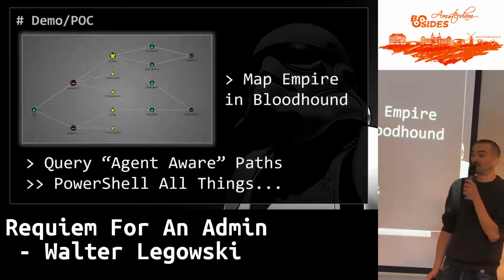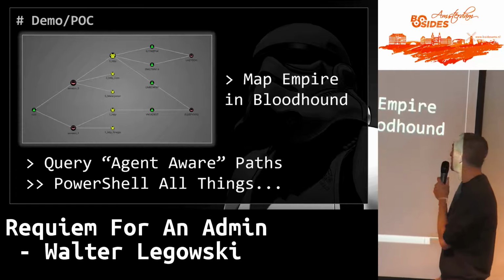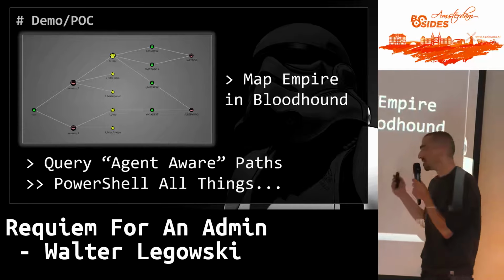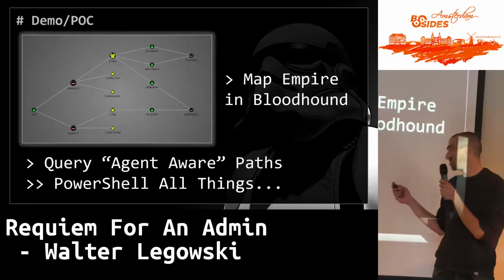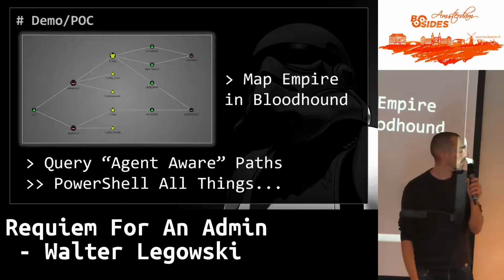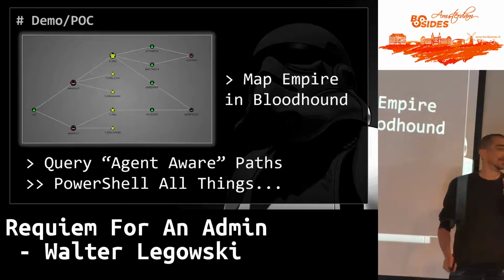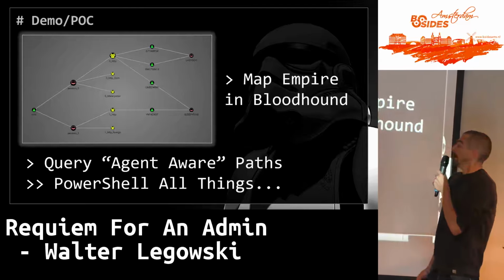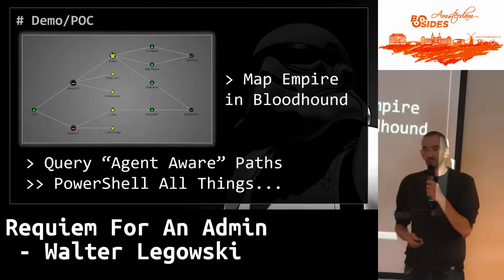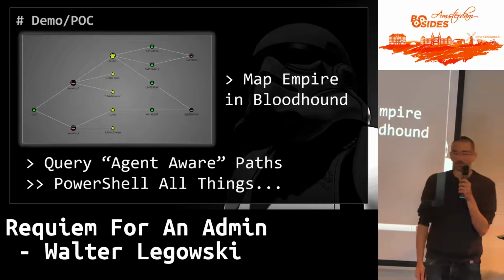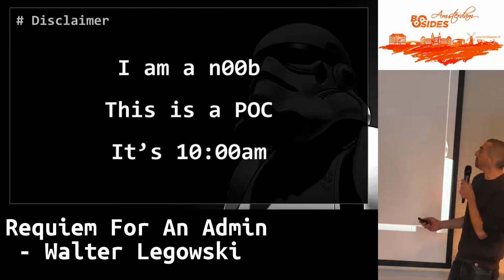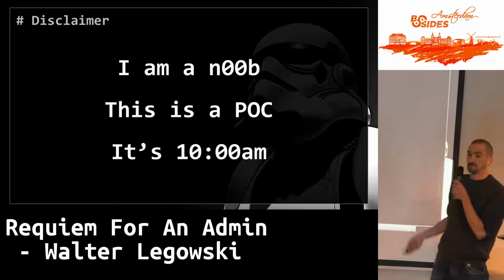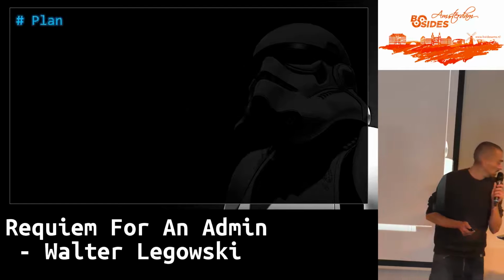I'll be debugging some of this today, and what we're going to try and do is map Empire in Bloodhound, query agent-aware path, and automate Bloodhound and Empire with PowerShell. I hope this makes more sense by the end of the talk, by the way. Quick disclaimer, and that's done.